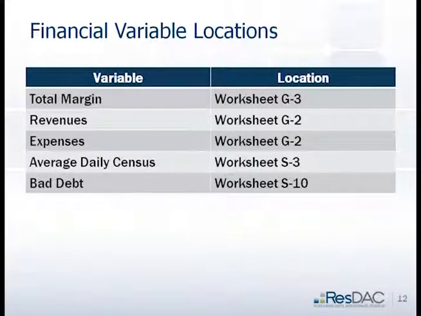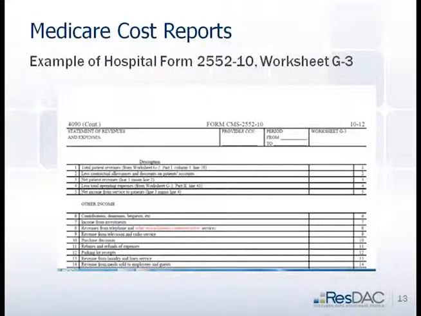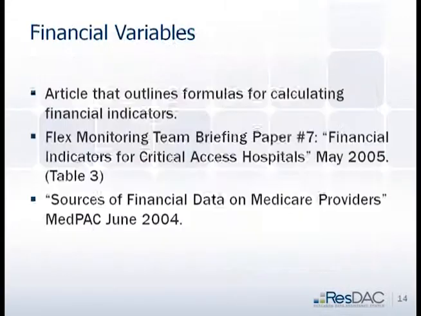So the locations for the financial variables, most of it, as I mentioned, is on worksheet G. Average daily census, you would find on worksheet S3. Bad debt, and I noted this before too, is on S10, but there's also bad debt that can be written off. That's also on worksheet E. I wanted to give an example of what worksheet G3 looks like. This is also found in the back of this segment. So this is what you see on worksheet G3, total patient revenues, and then you can see a net income.